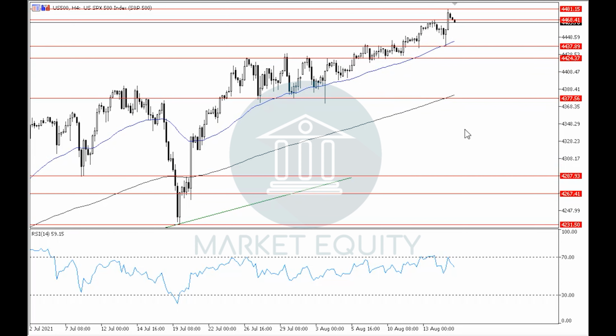If we notice the RSI indicator in the 4-hour time frame, then we can see that by rebounding down off of around level 70 near the overbought area, it supports the continuity of the current downwards correctional movement before continuing with the uptrend. That was it for the US 500 index.